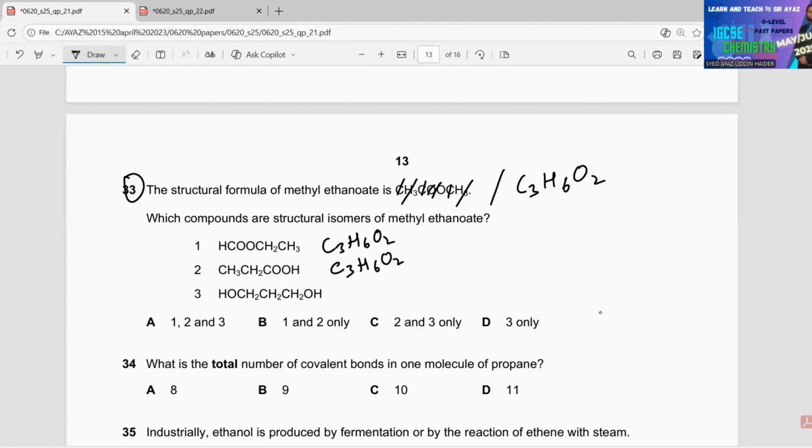What about 3? How many carbon? 1, 2, 3, yes. Hydrogen, we have 2 plus 2 plus 2, 6, 6 plus 1 plus 1, H8. How many oxygen? So 1 and 2, both of these are structural isomers of methyl ethanoate. B must be the right answer in this case.